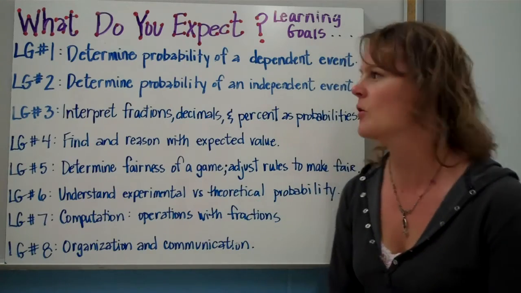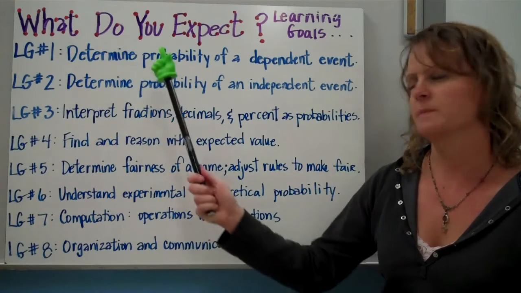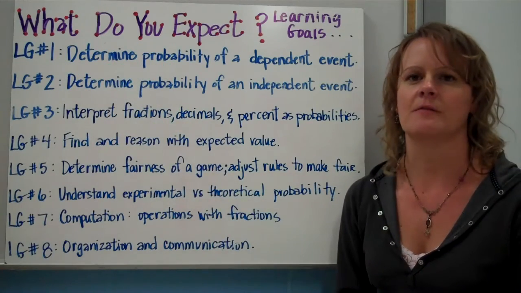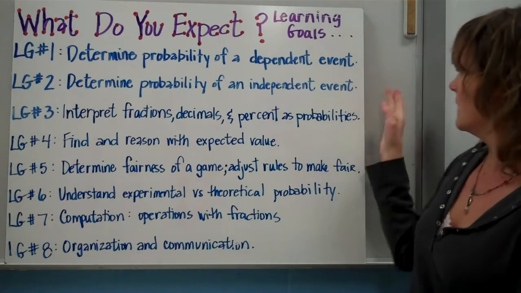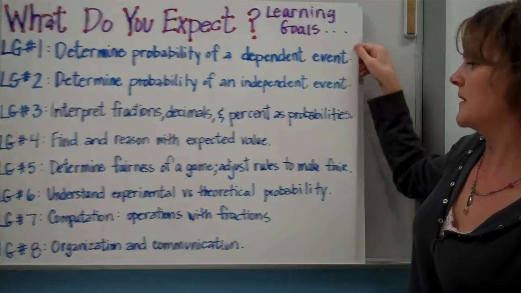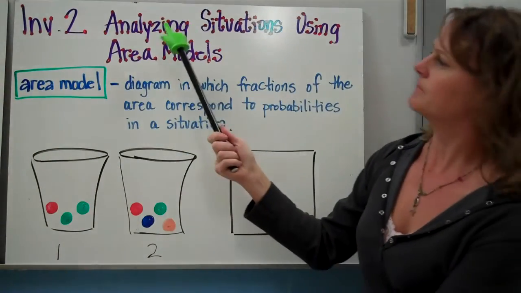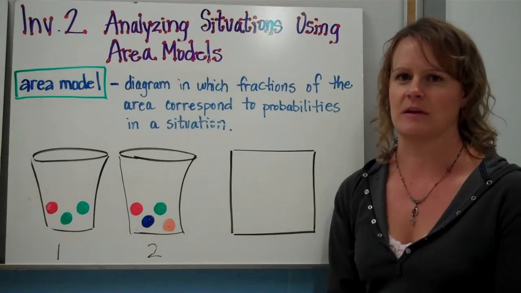And in this video, we're going to be really focusing on learning goals 1 and 2, which will talk about determining the probability of independent and dependent events. So let's get started. We're going to be talking about area models right off the bat here, because that's really the focus of Investigation 2. Investigation 2 is about analyzing situations using area models.